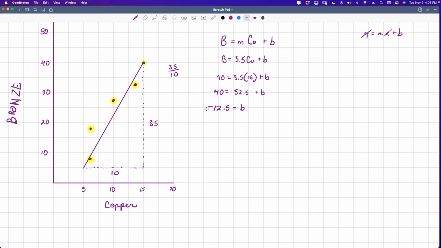b. So now we could take this negative 12.5 and put it in for b, and we get that B, bronze, is equal to 3.5 times the copper minus 12.5. And that would all be in kilograms. This equation only approximates the equation of the line indicated by the data points. The values of m and b we found are not exact. They're close, but they're not exact.